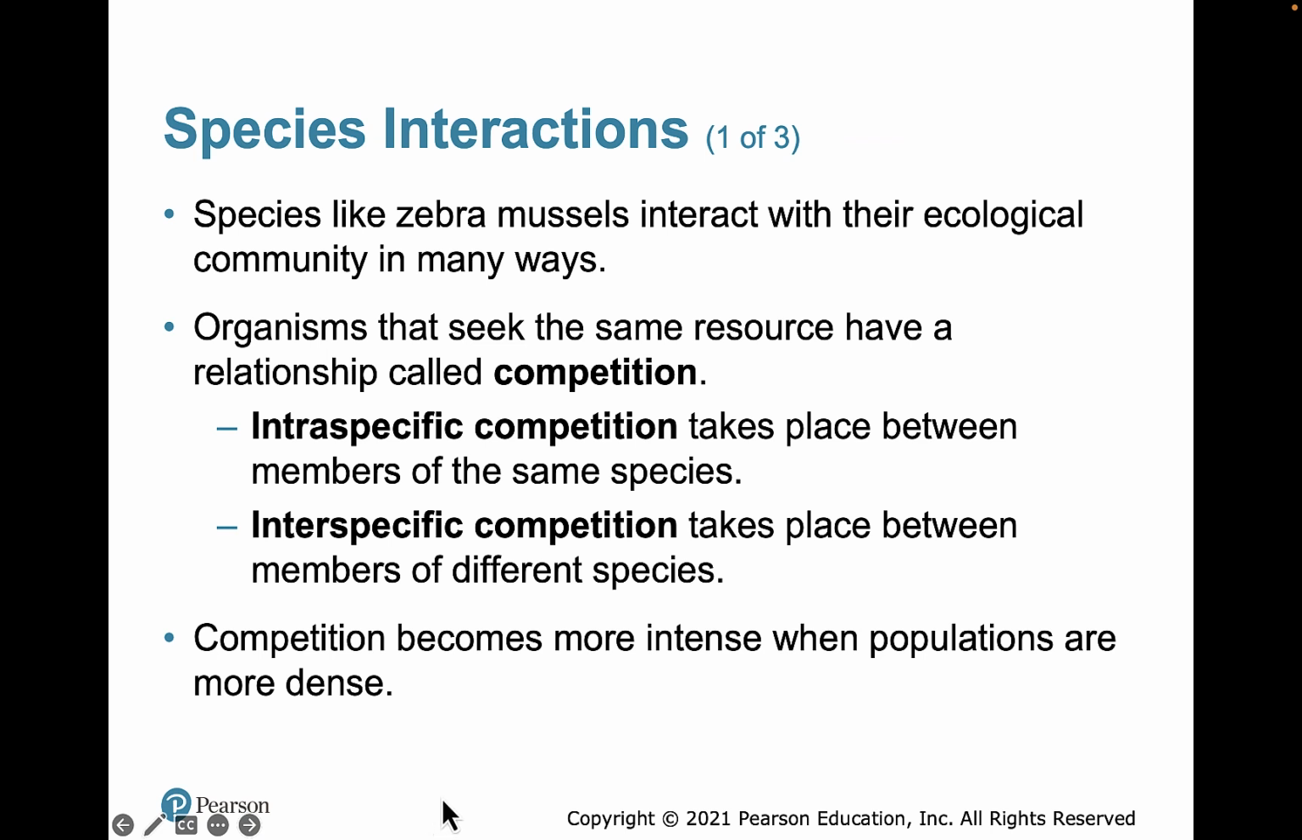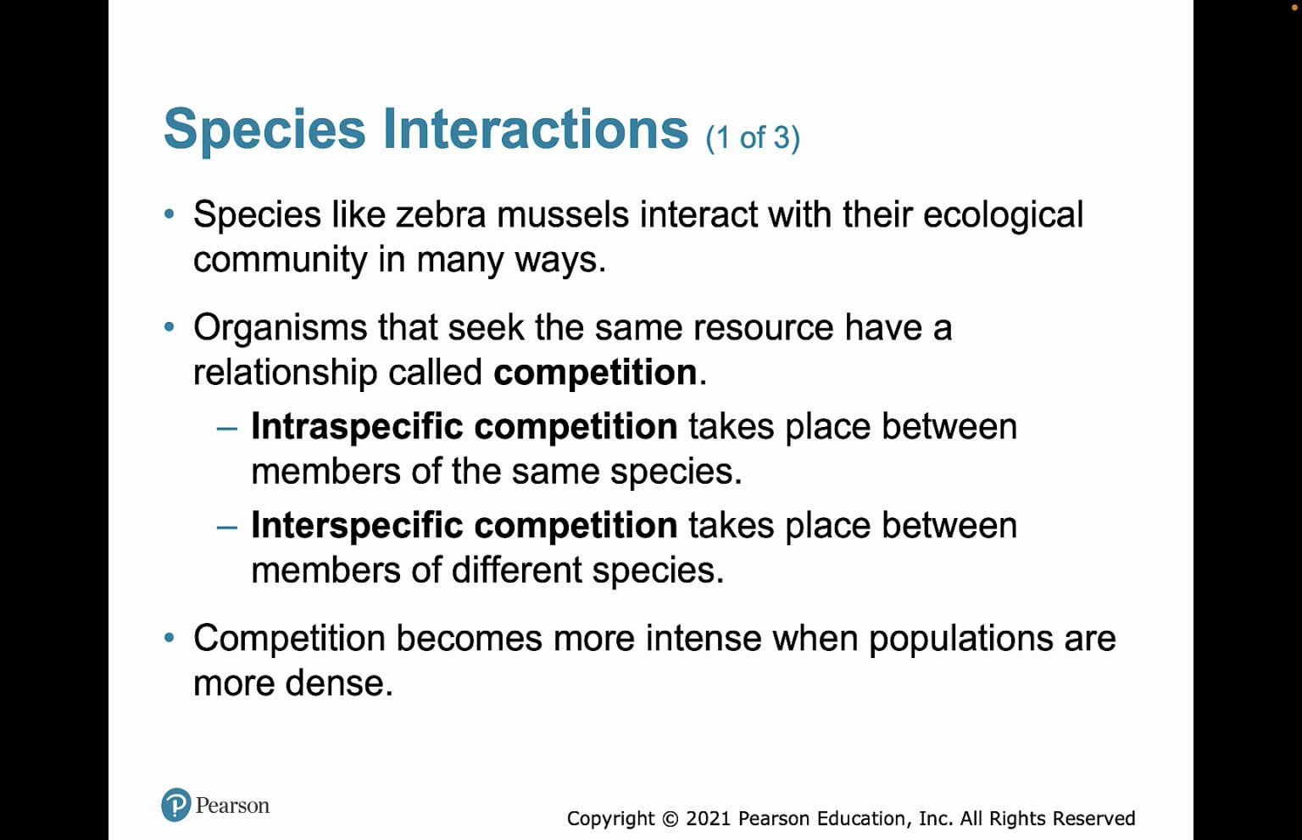Okay, let's talk about how species interact with other organisms in their community. So if you have two organisms that are seeking the same resource, they call that competition. There are two kinds of competition: intraspecific competition and interspecific competition. Intraspecific competition is between members of the same species. Interspecific competition takes place between members of different species.